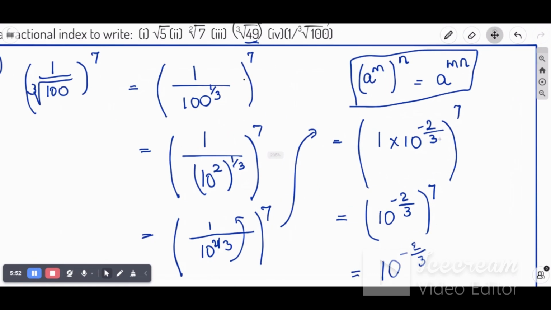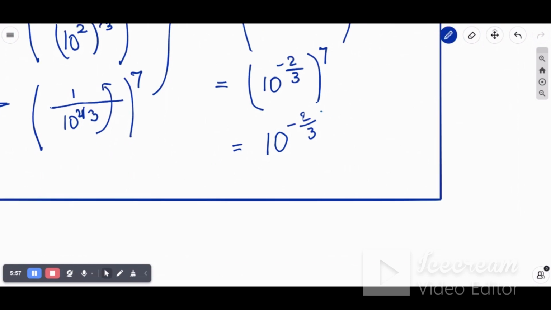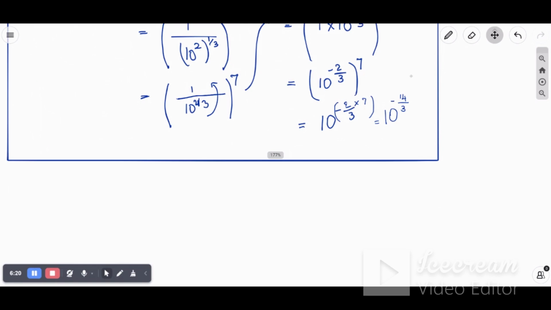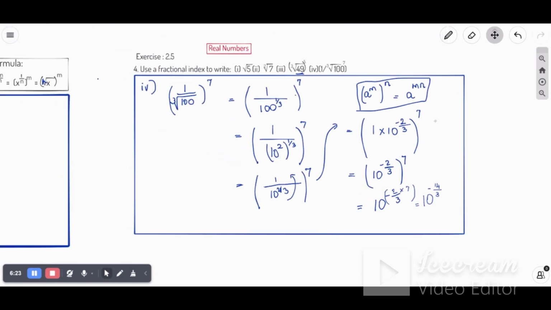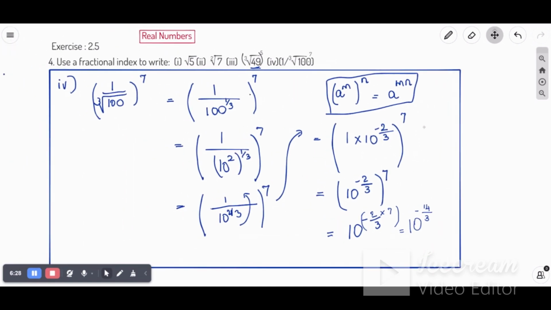So 10 to the power minus 2 by 3 into 7. This is in the power law, so it will be equal to 10 to the power, keep the minus as such, 14 by 3. So the answer will be 10 to the power minus 14 by 3. Whenever you get a chance to simplify, do simplify it and apply the formula clearly and slowly, so you can have a clear picture of what you are writing and get your correct answer.